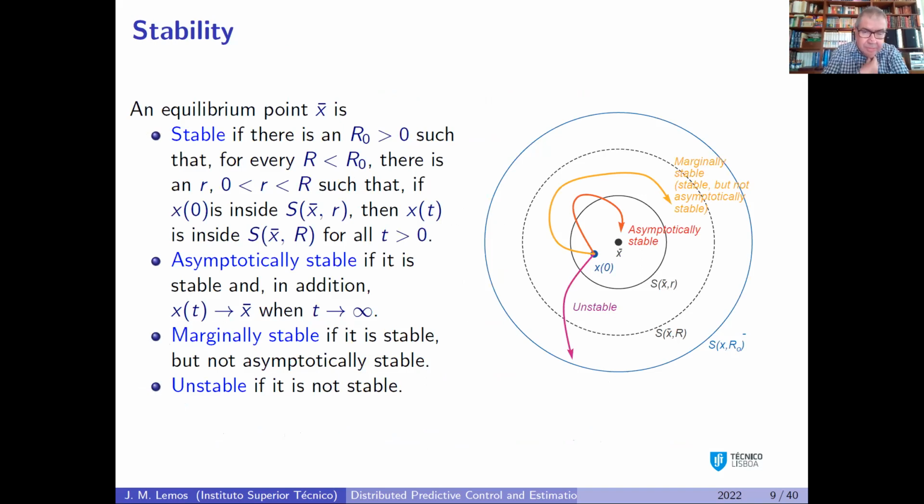Now, we speak a lot about stability, and actually there are several notions of stability. We are going to use the so-called stability in the sense of Lyapunov. So I tried to make a sketch here where we have this black dot in the center. It's at x bar, our equilibrium point. And I want to define, this is a definition, so it's not a result, it's a definition. What do we mean by stability, instability, and so on?